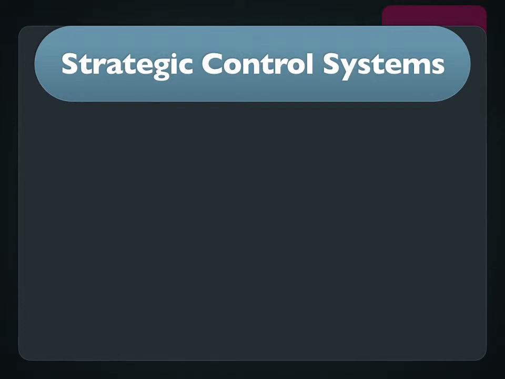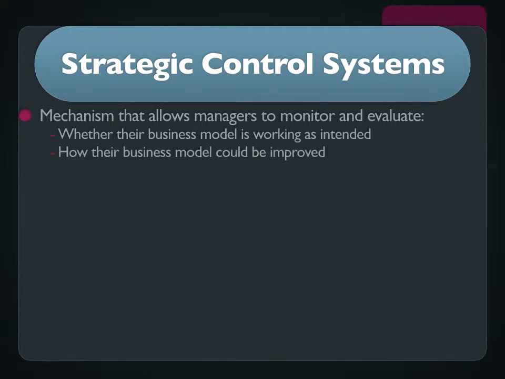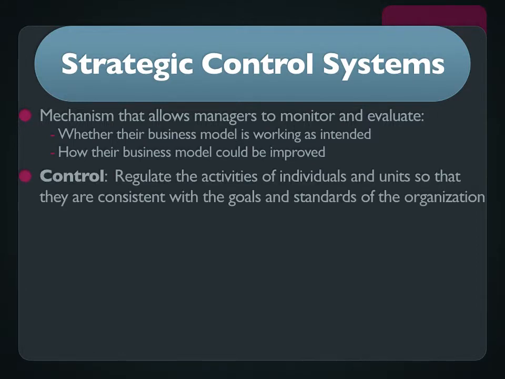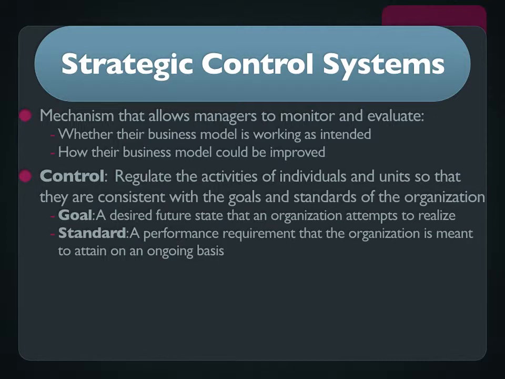The next thing to talk about is strategic control systems. These are the mechanisms that allow managers to monitor and evaluate whether the business model is working as intended, and how it could be improved upon. They include controls that regulate the activity of individuals and units so that they are consistent with the goals and standards of the organization. A goal is a desired future state that an organization attempts to realize, and a standard is a performance requirement that the organization is meant to attain on an ongoing basis.